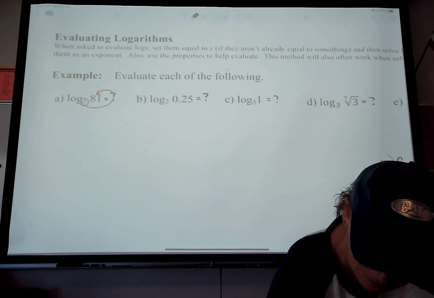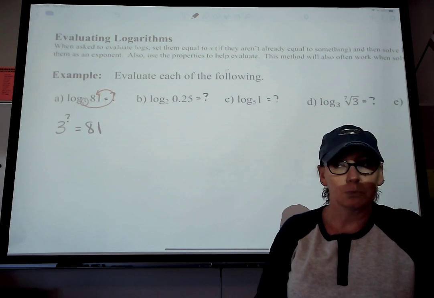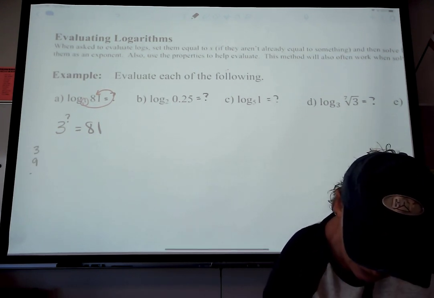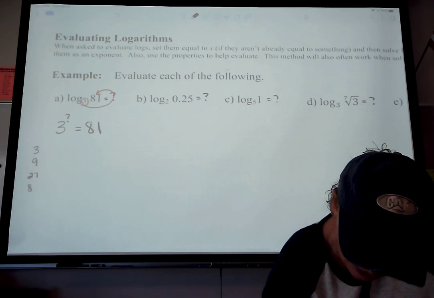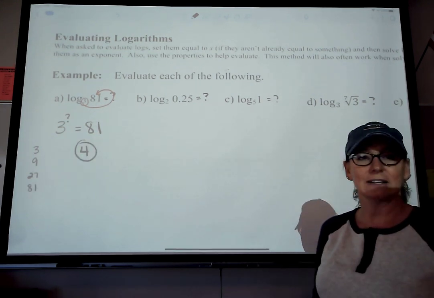So I'm going to write on my paper, 3 to the what equals 81? Figure it out. 3 times 3 is 9, times 3 is 27, times 3 is, oh, 4th. My answer is 4.